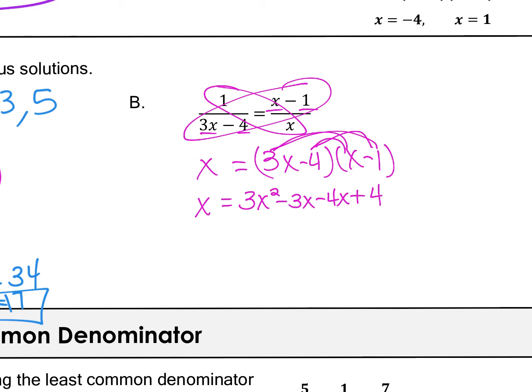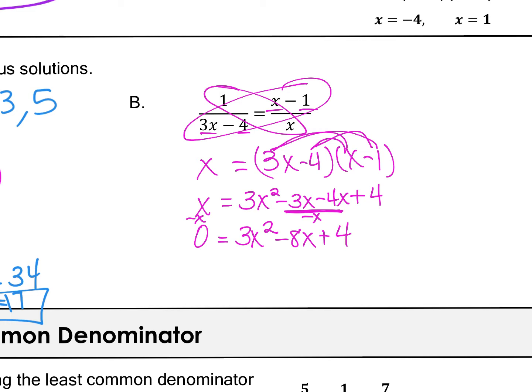So notice now that I have a quadratic equation because I have an x squared, so I'm going to set it equal to 0 by subtracting x over. So notice there's negative 3x and negative 4x, but then I have to subtract x. So that's negative 7, negative 8x, and then plus 4.